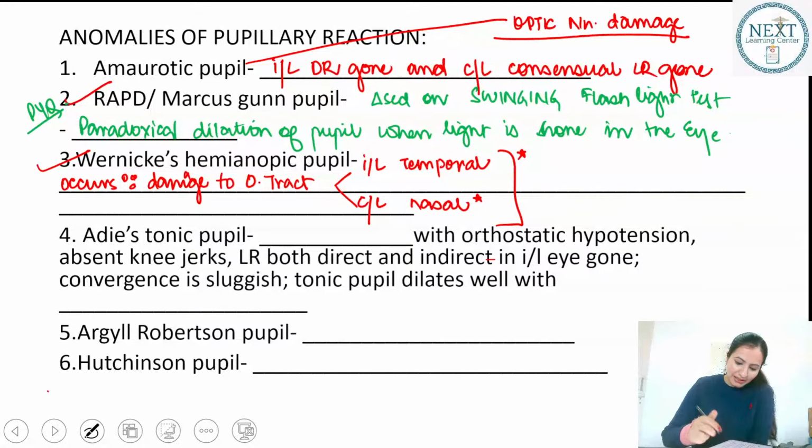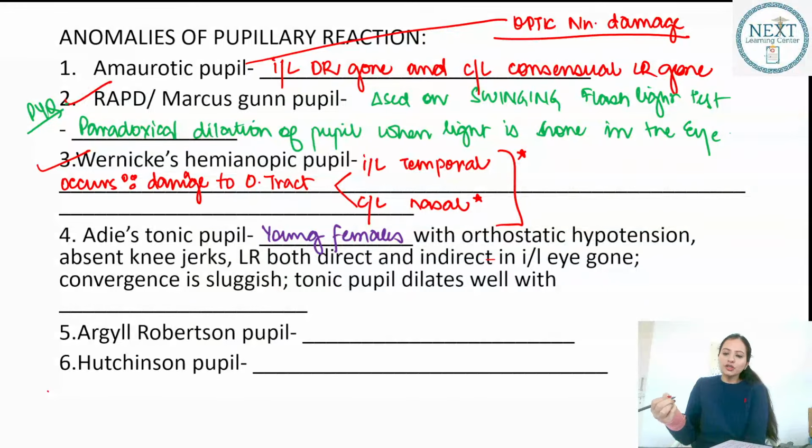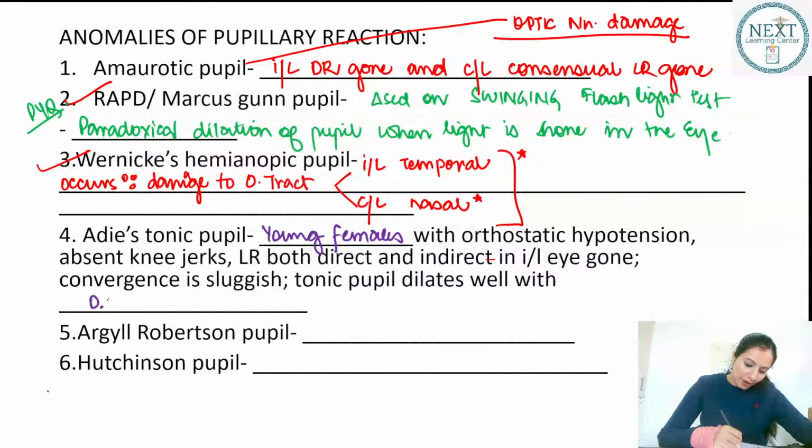Then you have Adie's tonic pupil. It is commonly seen in young females with orthostatic hypotension, absent knee jerks. Light reflex, both direct and indirect in the ipsilateral eye, is gone. Convergence is sluggish, and tonic pupil dilates well with 0.125% pilocarpine.